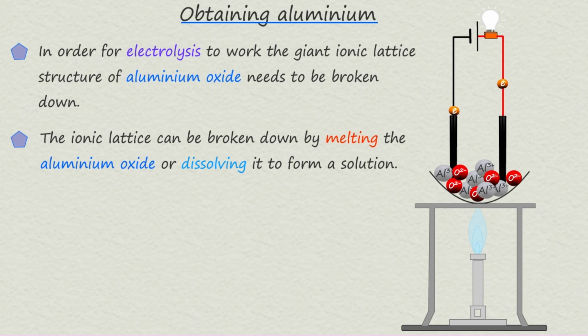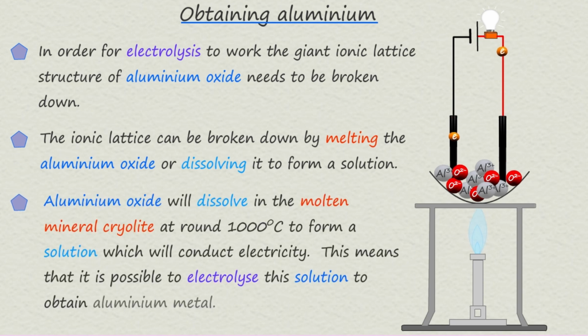Now, with such a high melting point, melting aluminium oxide will prove a challenge, and it would also be very expensive. Luckily, it was discovered that a rare mineral called cryolite, which itself melts around 1000 degrees Celsius, would dissolve the aluminium oxide, and the solution formed will conduct electricity. This means that when the aluminium oxide dissolves in cryolite, the ionic lattice breaks down, and the aluminium ions and oxide ions are free to move to form an electrolyte or a solution that will conduct electricity.